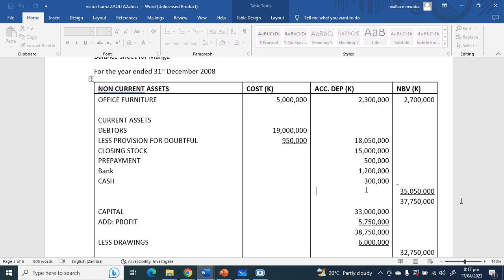After you get this 35 million 50,000, you add it to this 2 million 700,000. So the total assets are worth 37 million 750,000. So we're done with the first section of the balance sheet, where we tabulate our total assets.